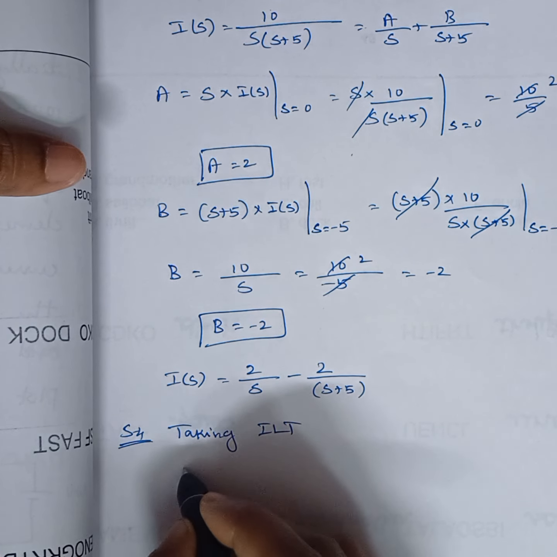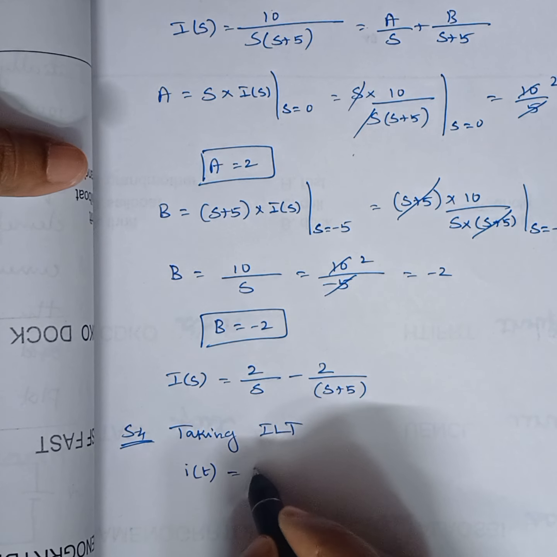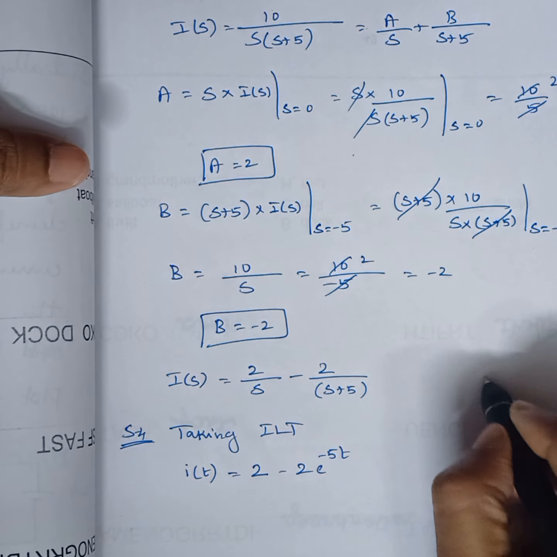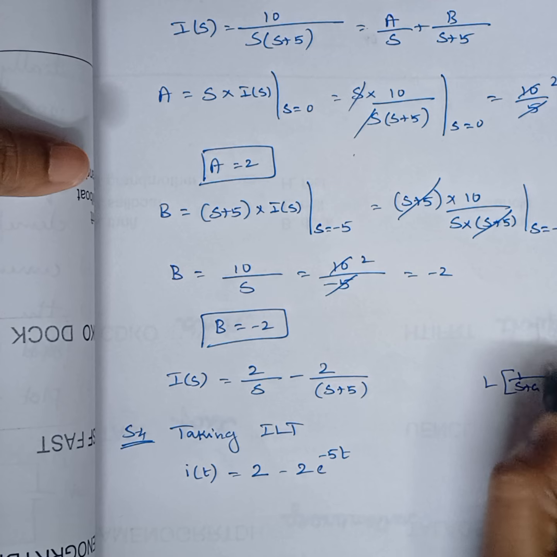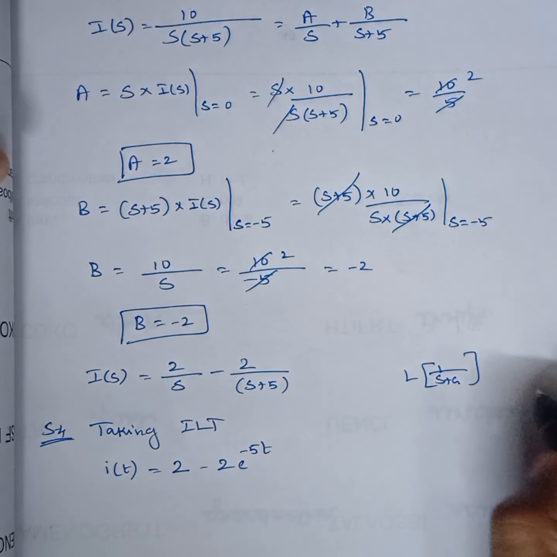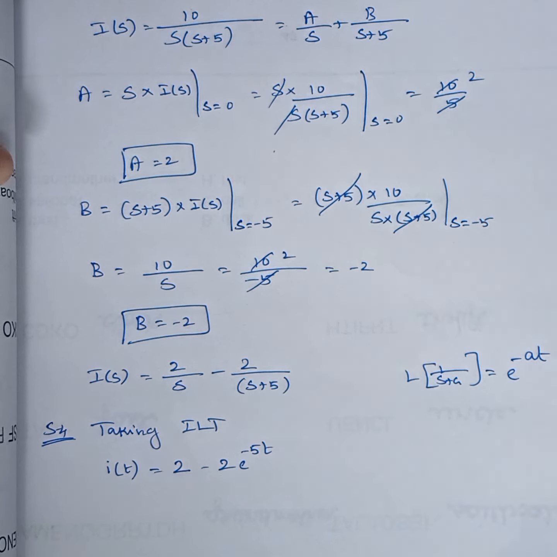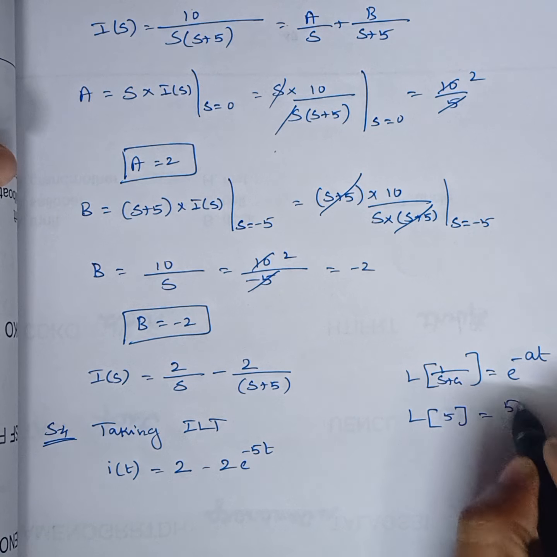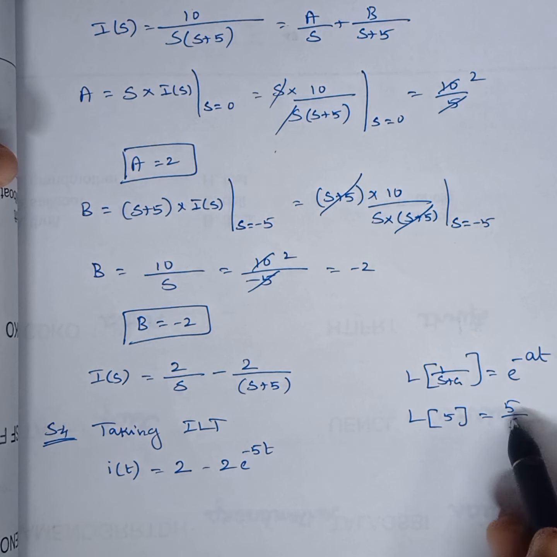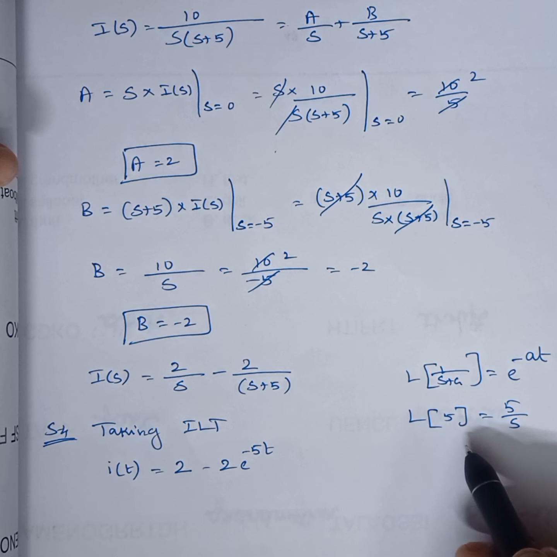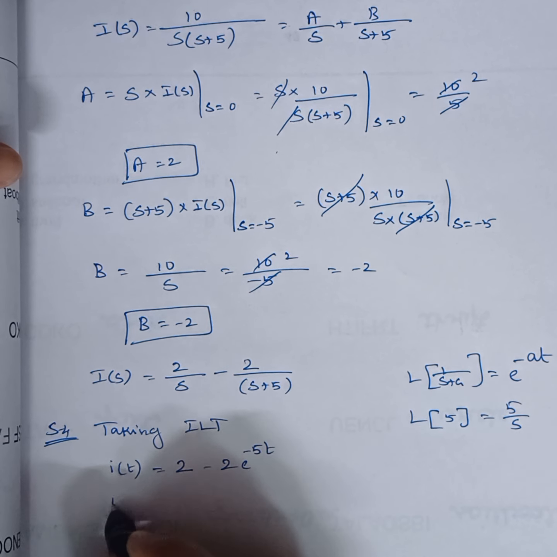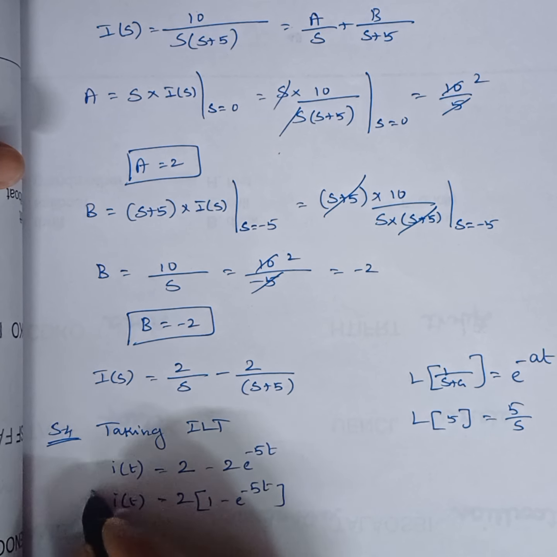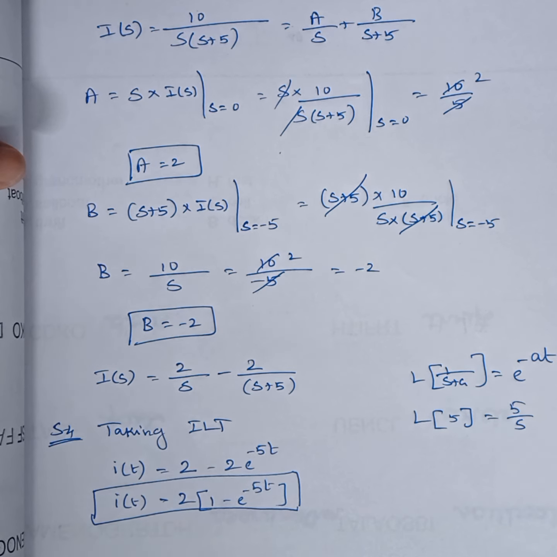So if you take the inverse Laplace transform, we will get I of t. So 2 by s means 2, minus 2 e power of minus 5t. We know the Laplace transform of 1 divided by s plus a, hope you remember this formula, is e power of minus at, correct? The Laplace transform of any constant, if it is 5, you'll get 5 by s. Similarly, the inverse Laplace transform of 5 by s is 5, correct? So I of t, 2 is common, so 2 into 1 minus e power of minus 5t. This is the current equation, correct?